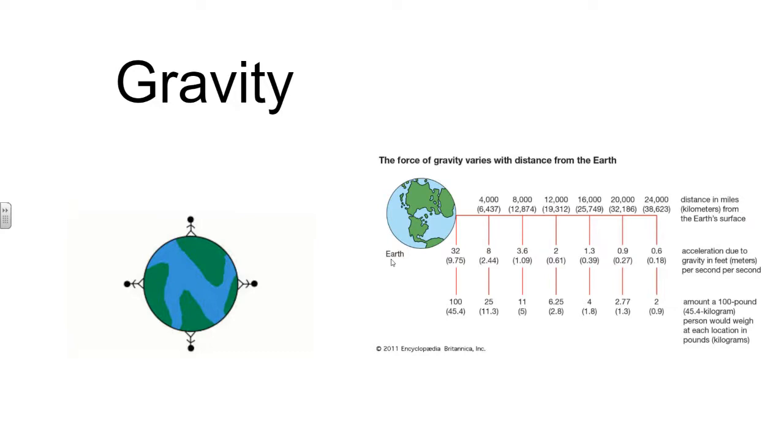Interestingly, the force of gravity, this attractive force on Earth, is 9.75 at the surface of the Earth. If you go out 4,000 miles, which is 6,432 kilometers, you only have a force of 2.44. If you go out twice that, it becomes 1.09. If you go out another 4,000, it becomes 0.61, and then further and further and further.